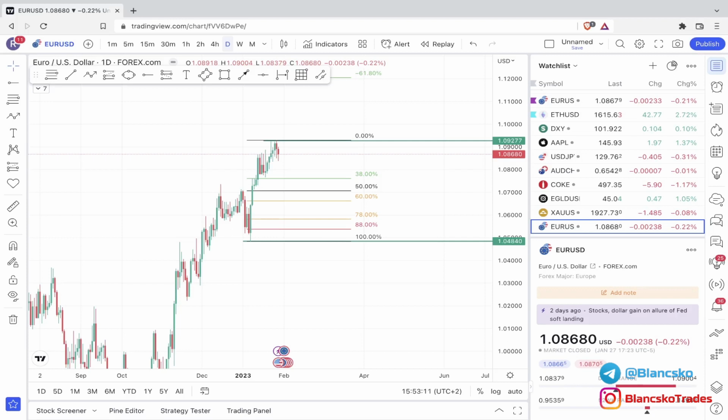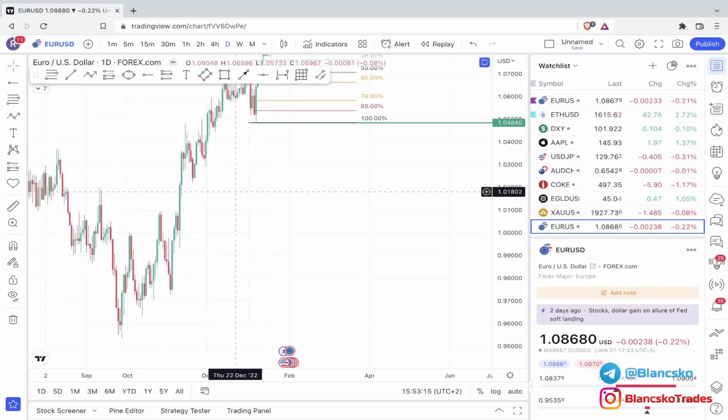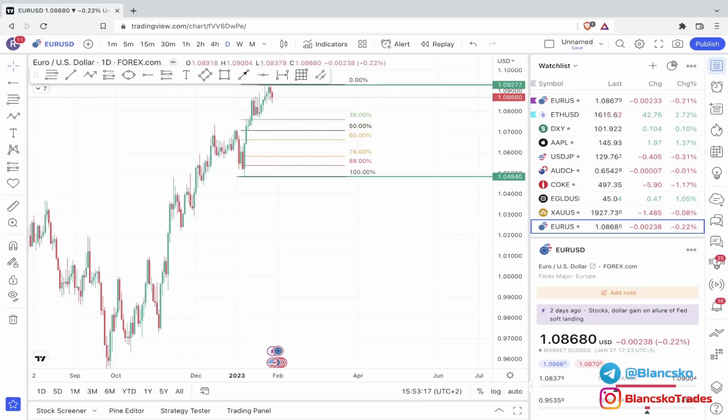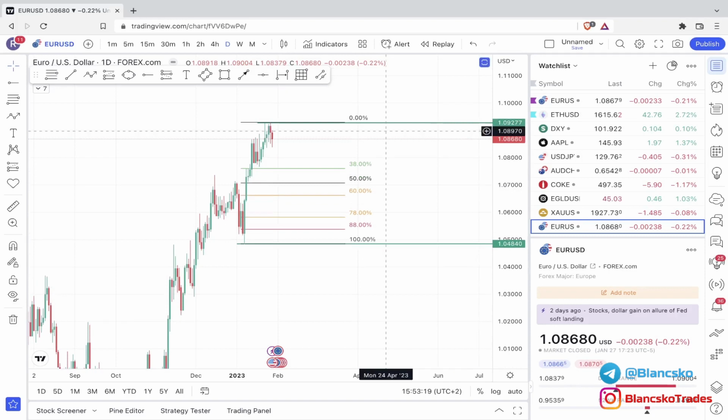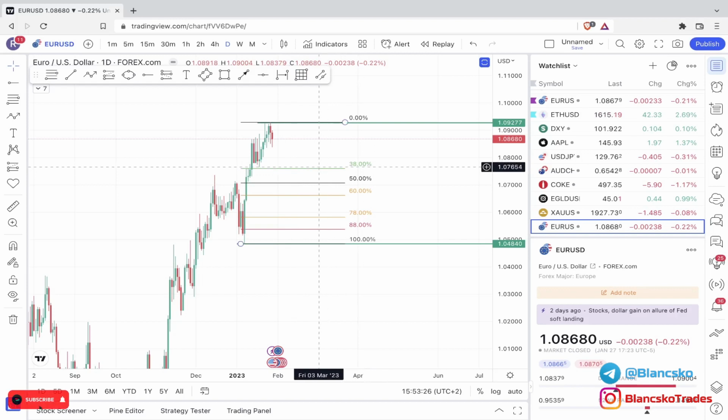No matter if we are in a downtrend or uptrend, it can move up only for so long, and we can see that price is overextended. We could have a retracement very soon, at least towards this 38 area on the fib. That would be the first target, at least till here.